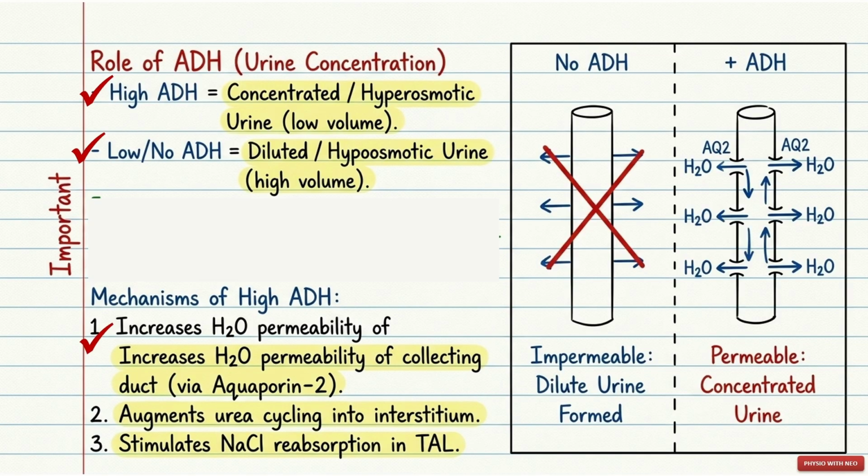What is the mechanism of action of ADH? Remember, this ADH increases the permeability of the collecting duct for water by formation of aquaporin. Now, through these aquaporin, water comes out, forming the concentrated urine. Whenever there is no ADH or low ADH, it makes this tubule impermeable to water. So the water remains inside and it results in dilute urine. This ADH also augments urea cycling into the interstitium. And lastly, ADH also stimulates sodium chloride reabsorption in the thick ascending limb.